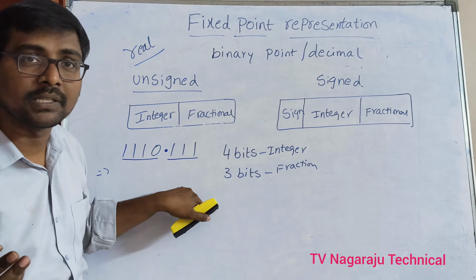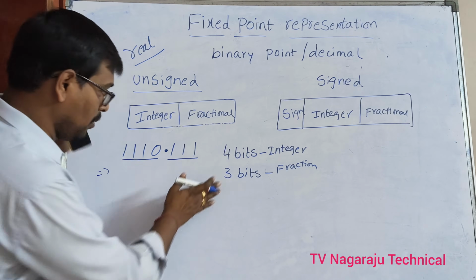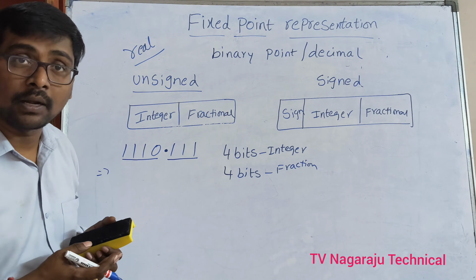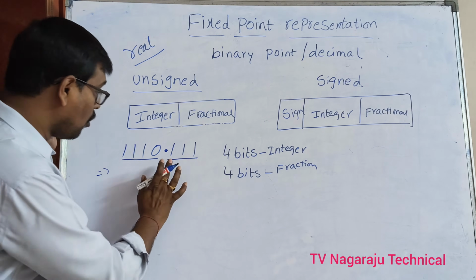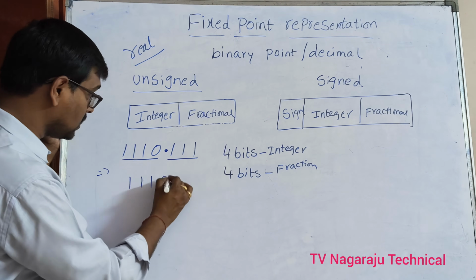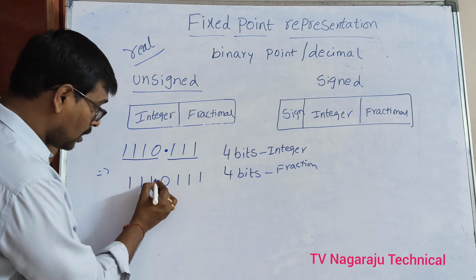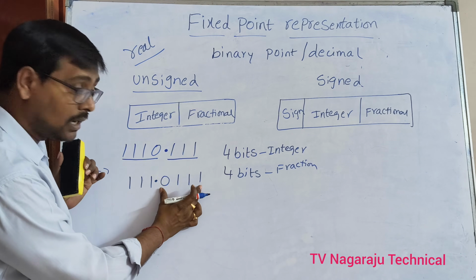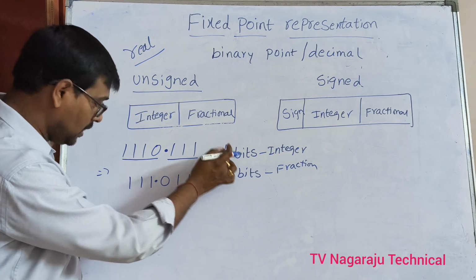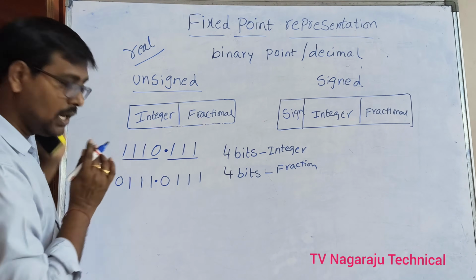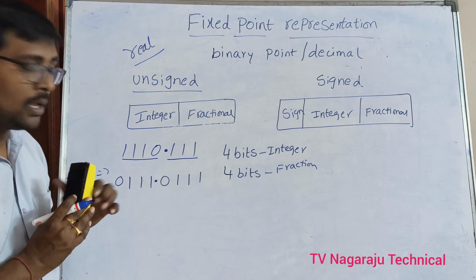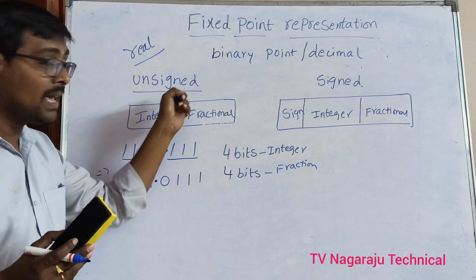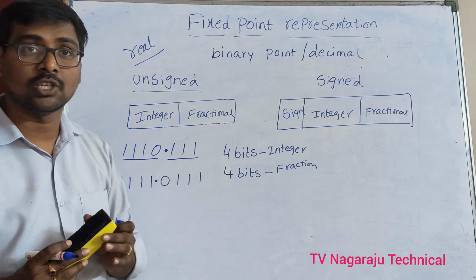This is the representation. For example, if they ask for 4 bits for the fractional part, this is my number. Now the position is fixed, 4 bits. Got it? And 4 bits for integer, no problem. On the left side we place 0. Clear? This is an unsigned representation.